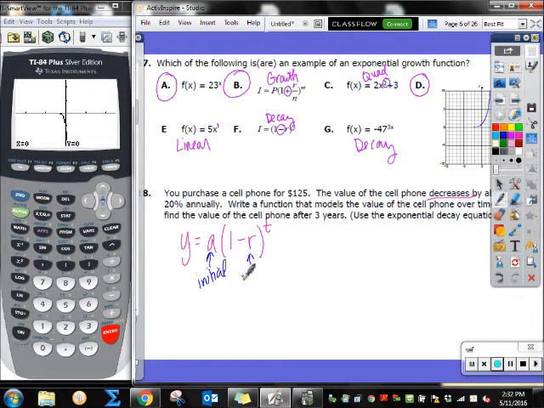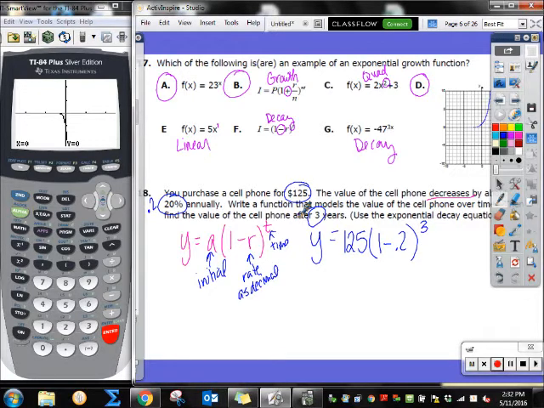This r is the rate. And this is the time. And I should say rate as a decimal here. So whenever we start plugging in, y equals, the cell phone was initially $125. Then 1 minus, it went down 20% annually, so 20% as a decimal is 0.2. And then raised to the third power, because we want to know the value after 3 years.